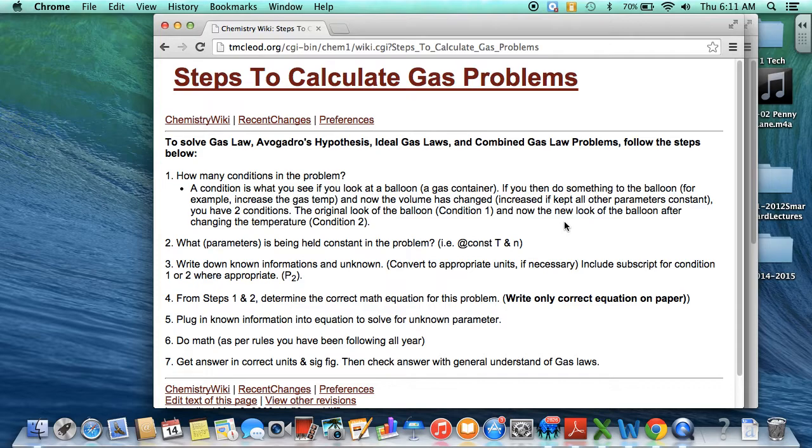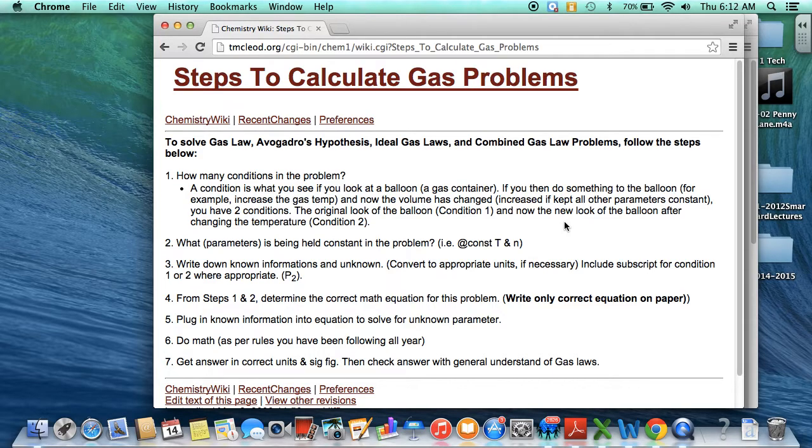Okay. So the first question you ask yourself is how many conditions are there in the problem? Now, conditions I define as follows: if I do something to the balloon or the gas container and I see action verbs, I have what I call the two condition problem. The first condition would be the gas as it originally was. It has a volume, a temperature, a number of moles, a pressure. Those would all have subscript 1 indicating the initial condition.